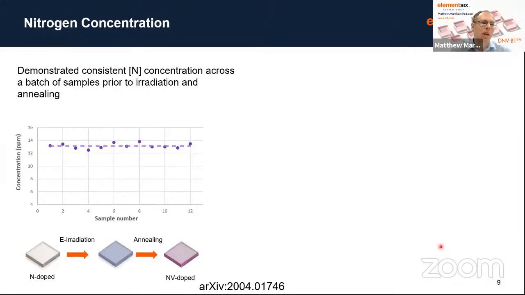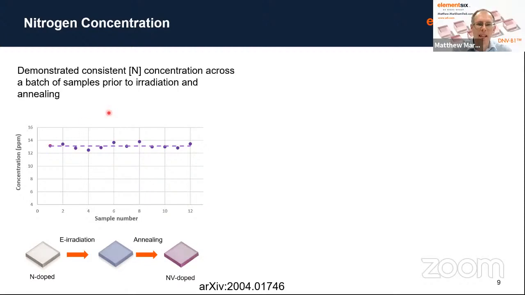The next thing we want to do is make a batch process. We want to make a process which is consistent, and this is what we've done here. This is a batch of material. I've measured the nitrogen concentration, and we can show across a large batch of material that we can make a consistent material. We then go on to irradiate and anneal that.